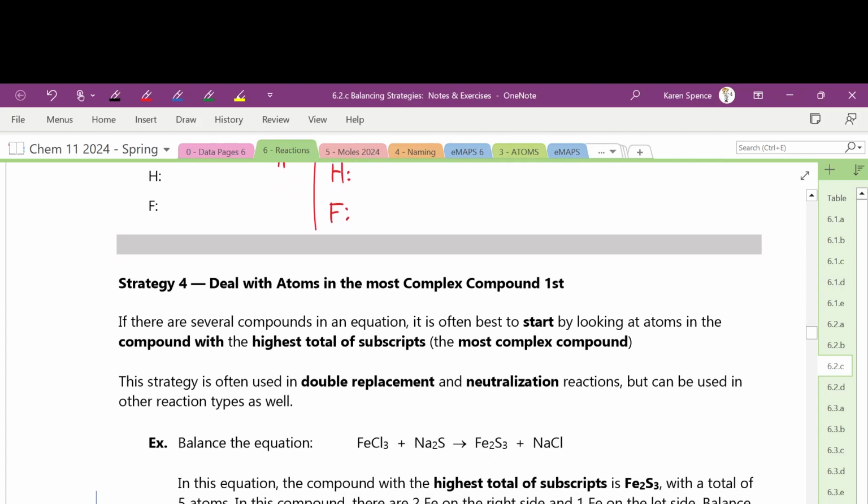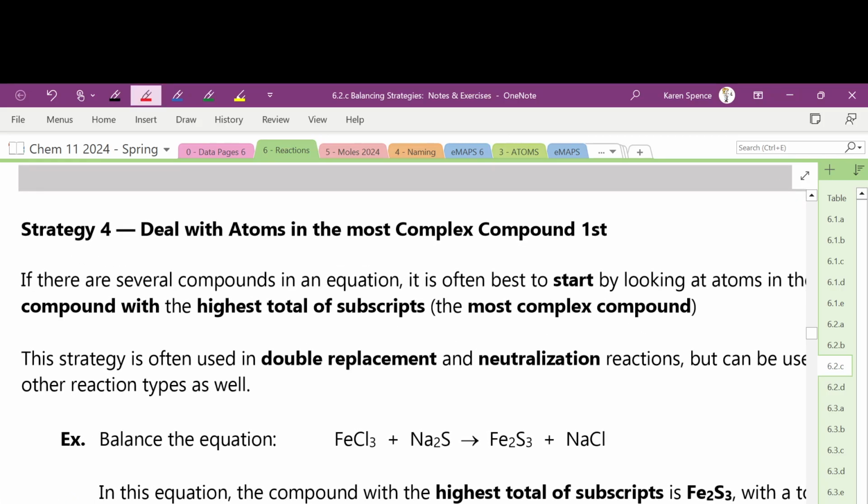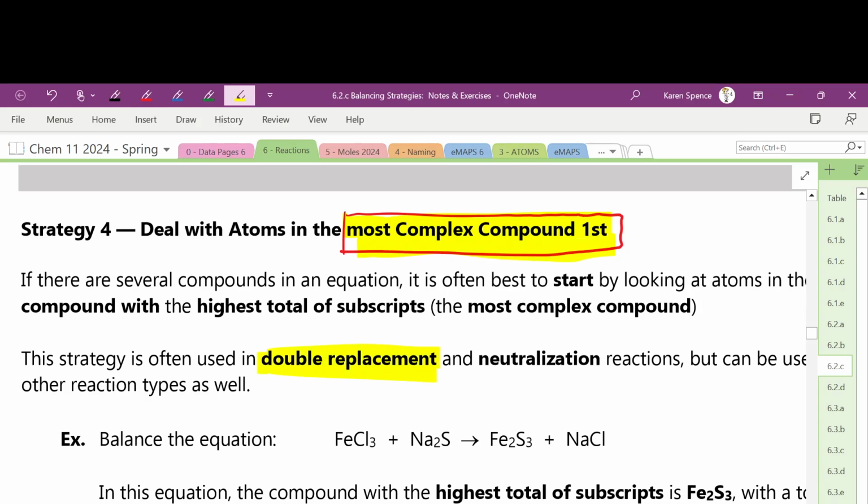Okay, this is going to be a really good strategy, this next one. Deal with atoms in the most complicated compound first. And this works really well for double replacement and neutralization. Now, what the heck is the most complicated compound? It is the one with the highest total of the subscripts. So you just look at it and ask, who's got lots of subscripts, and are those subscripts big?